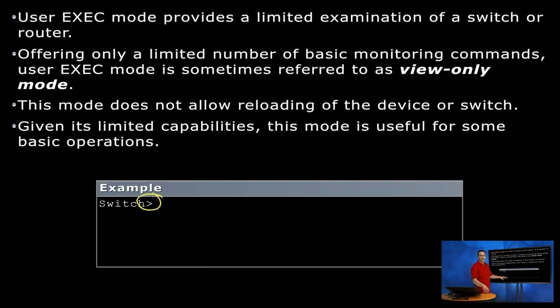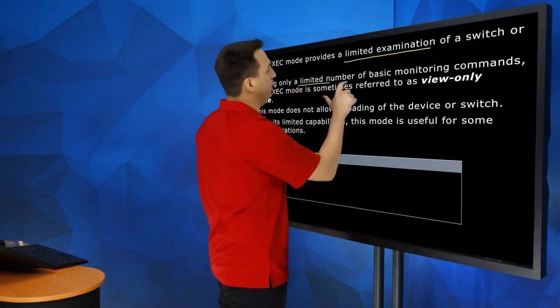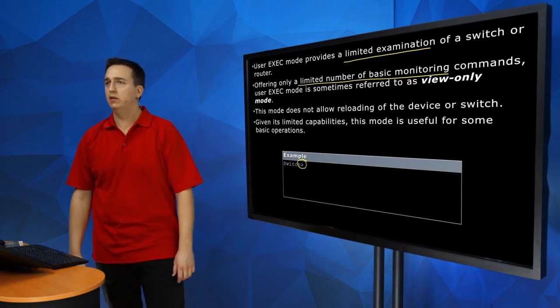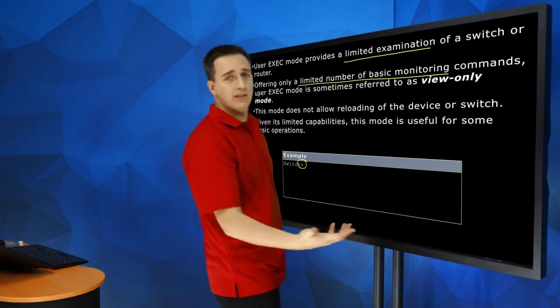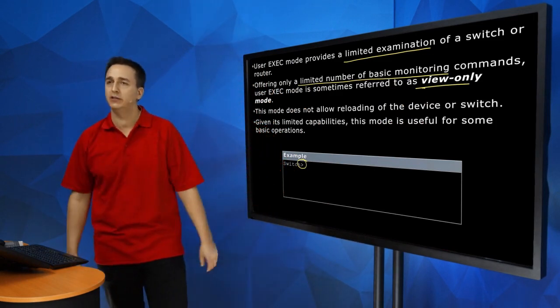Here's one way that I like to think about this. The switch is greater than me right now. That's right, the switch is greater than me. So if the switch is greater than me, what can I do in user exec mode? Well, let's look at this right here. Limited examination. Limited number of basic monitoring commands. So essentially, I'm a guest to my own device. I'm in view-only mode, as you might want to classify it.